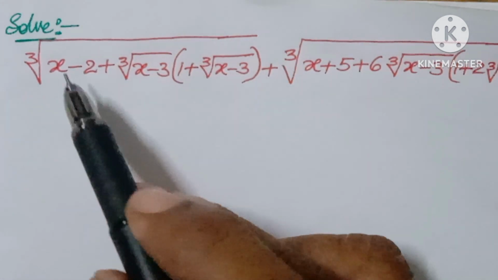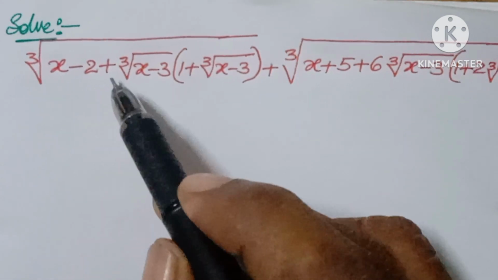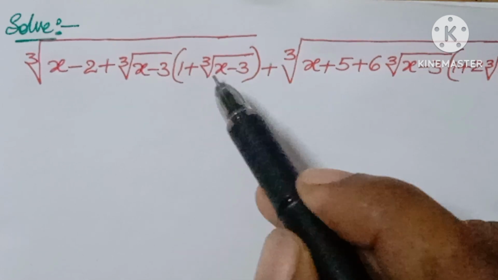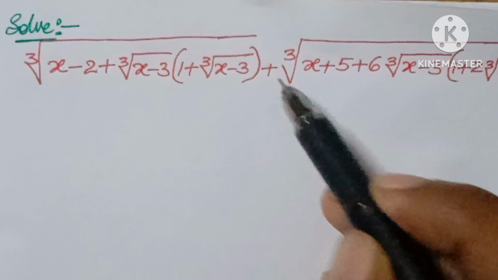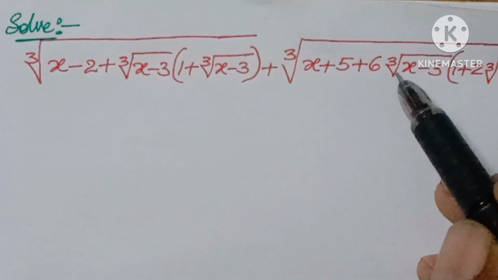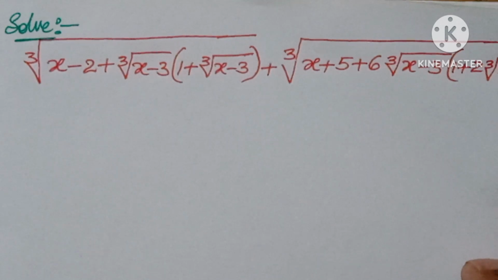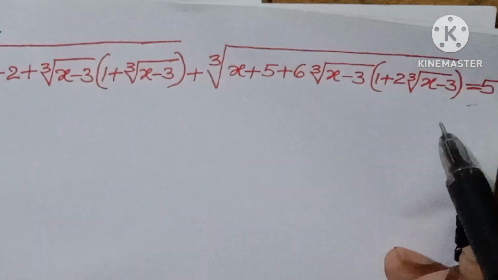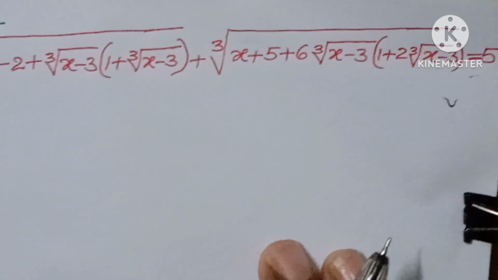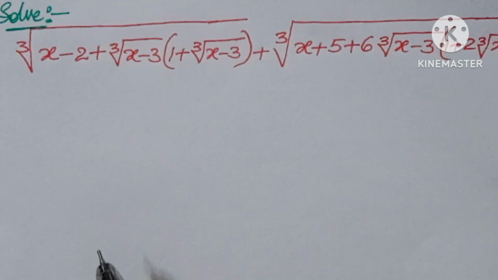Today we are looking at one Max Olympiad problem. Solve: (cube root of (x minus 2) plus cube root of (x minus 3)) over (1 plus cube root of (x minus 3)) plus (cube root of (x plus 5) plus 6 cube root of (x minus 3)) over (1 plus 2 cube root of (x minus 3)) is equal to 5. So the problem is somewhat big. So how to solve this problem? As you are going to solve this problem, pause the video for 10 seconds and try it.